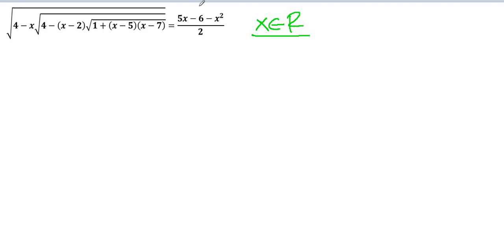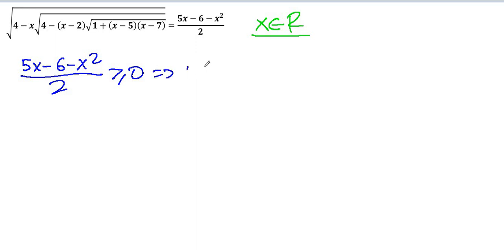So therefore, the right hand side must be positive or equal to 0. In other words, I can show here that (5x minus 6 minus x squared) divided by 2 must be greater or equal than 0. Now let's solve this inequality. So now I'm going to multiply both sides by 2, then I will get simply 5x minus 6 minus x squared greater or equal than 0.